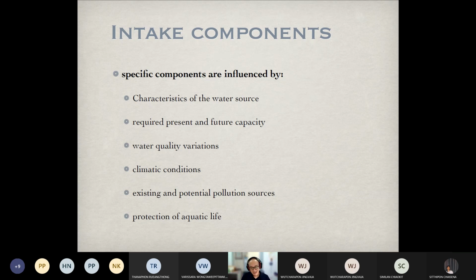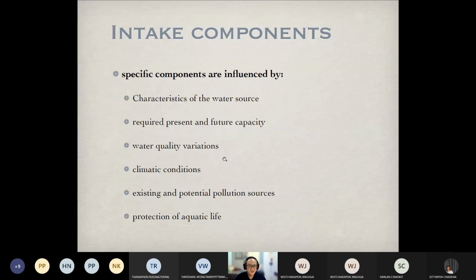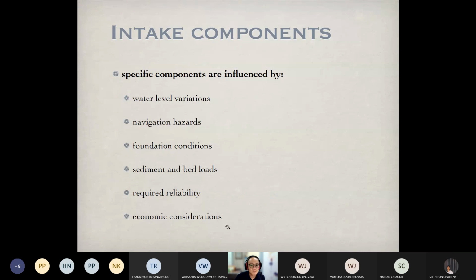So the canals that we built are also part of the intake facility. That is why the cost of the intake system might account for 20% of the total water treatment plant investment. Other factors that we may have to consider, for example, are the protection of aquatic life. That is why we have to equip the intake structure with a screen before withdrawing the water into the intake facilities.